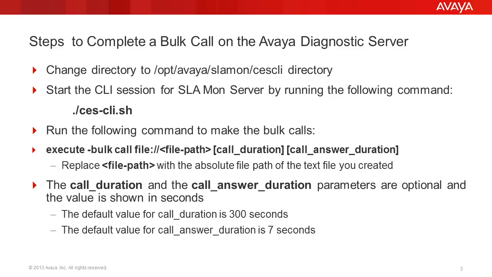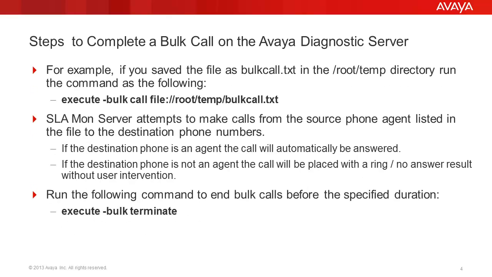The call duration and the call answer duration parameters are optional and the values are entered in seconds. The default value for the call duration is 300 seconds and the default value for the call answer duration is 7 seconds. For example, if you saved your text file as bulkcall.txt in the /root/temp directory, the command would look like the following. The SLA-MON server attempts to make calls from the source phone agent listed in the file to the destination phone number. If the destination phone is an agent, the call will automatically be answered. If the destination phone is not an agent, the call will be placed with a ring no answer result unless a user answers the phone.